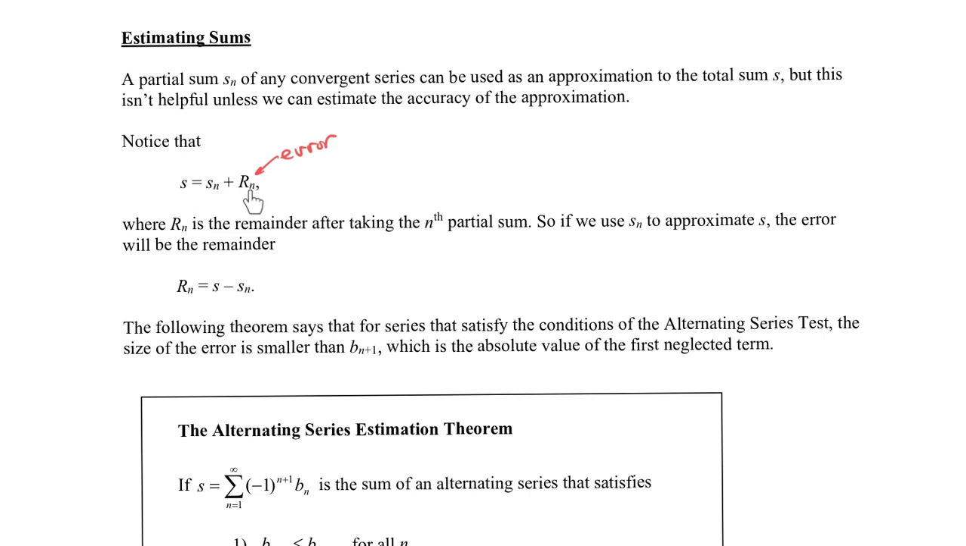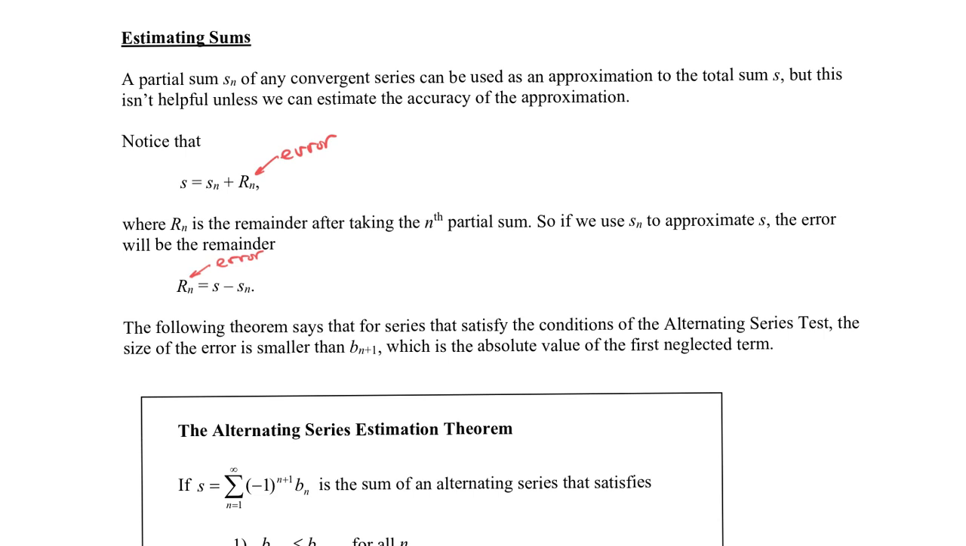Then we just algebraically solve this equation for R sub n and you get this. So again, the remainder is the error. The error is just the actual sum minus the partial sum, the little gap between the actual sum and the partial sum. That's the remainder. And we've got an estimation theorem.